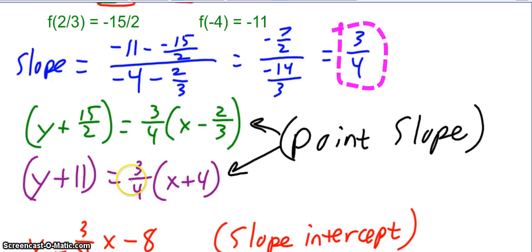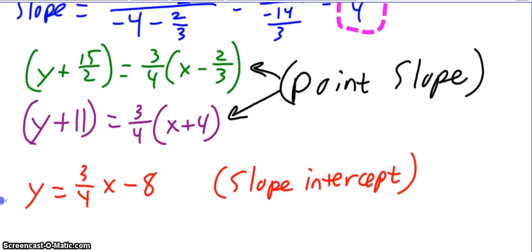So either the green or the purple would be correct answers in point-slope form. So y plus 15/2 equals 3/4 times the quantity x minus 2/3. Or y plus 11 equals 3/4 times the quantity x plus 4. Again, both of those are correct in point-slope form.